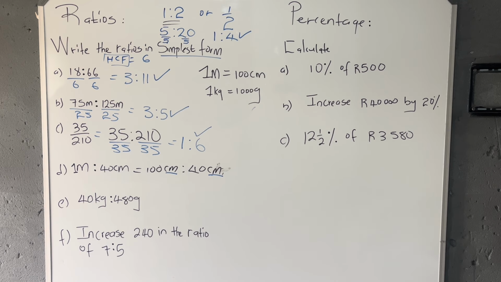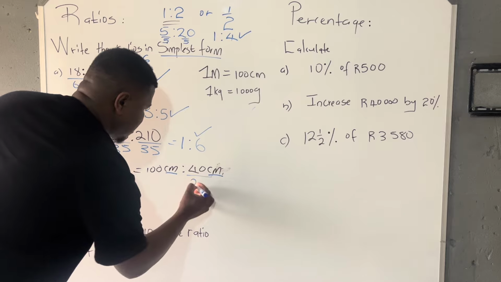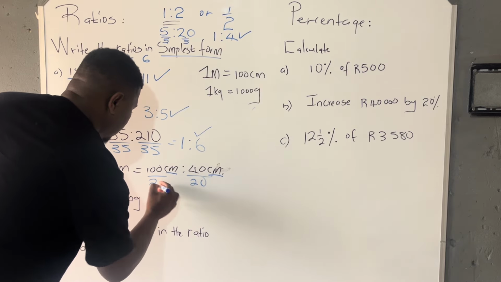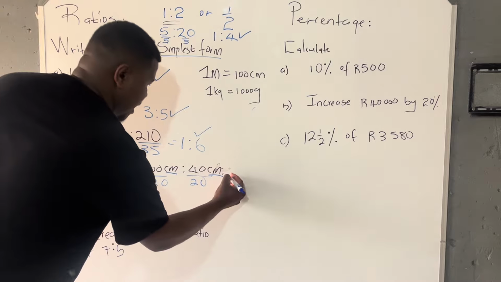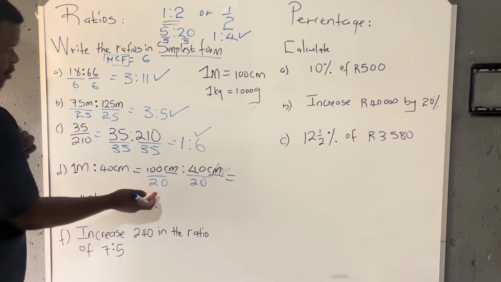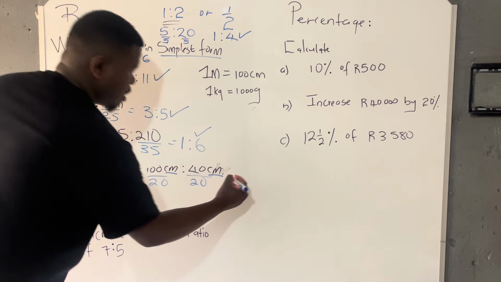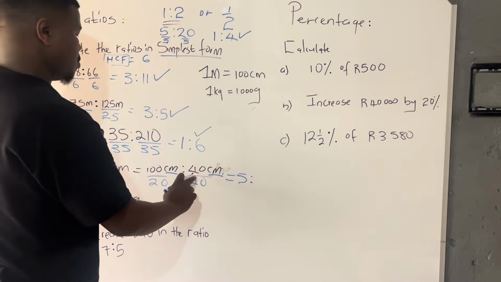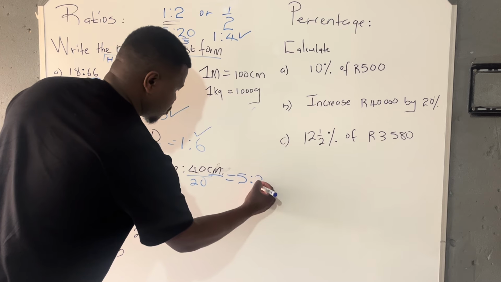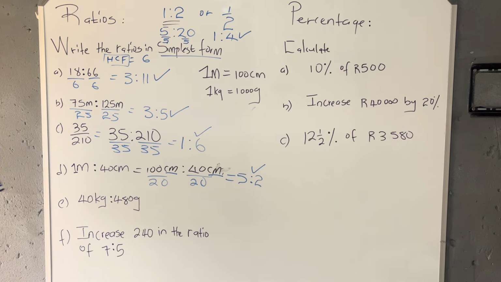Let me simplify by using 20. This is why I always say make sure you use the highest common factor. Now 20 into 100 goes 5 times, but 20 into 40 goes 2 times. So it is simplified. All right.